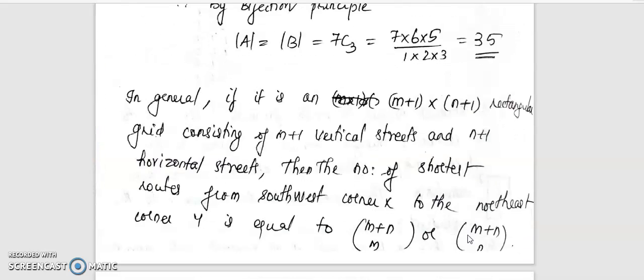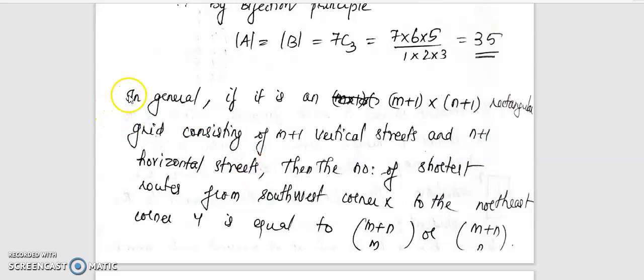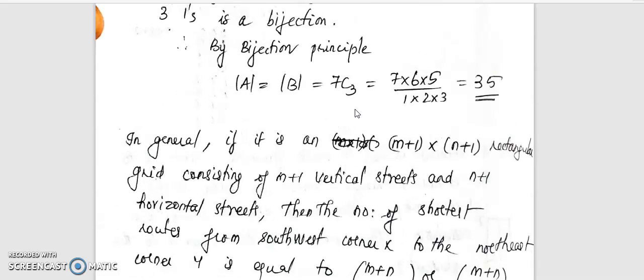So we can generalize this result. So in general, if it is an m plus 1 into n plus 1 rectangular grid consisting of m plus 1 vertical streets and n plus 1 horizontal streets.